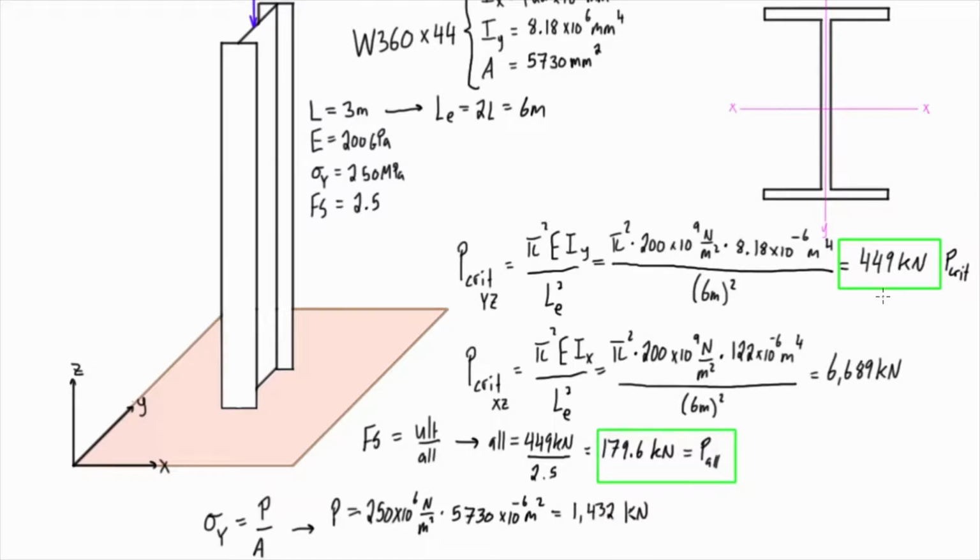Note that 1,432 is a lot bigger than 449, so we are going to be getting buckling before we get yielding. But if you're curious what the allowable force is for yielding, same thing, we would just divide this by our safety factor of 2.5, and that would give us a P allowable for yielding of 572.8, right? That's just that divided by 2.5. But clearly, the allowable force so we're safe from buckling is 179.6. So this one is going to govern, and we won't be able to apply anything more than that.